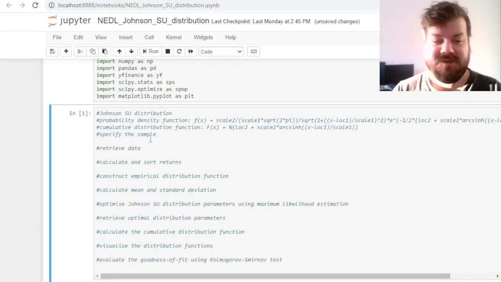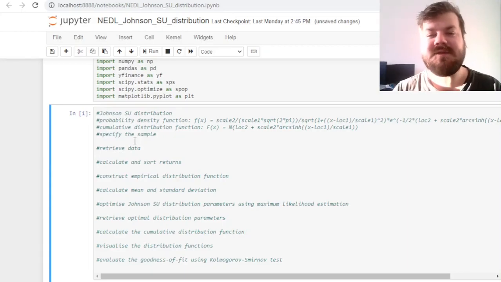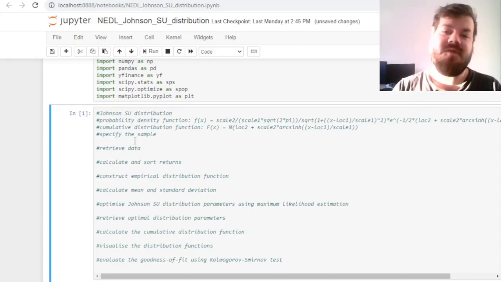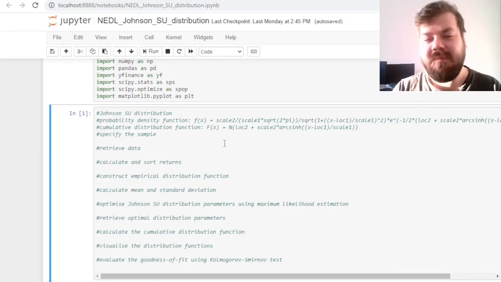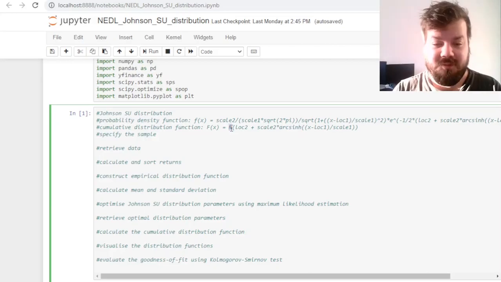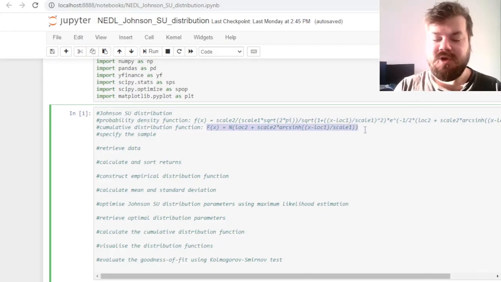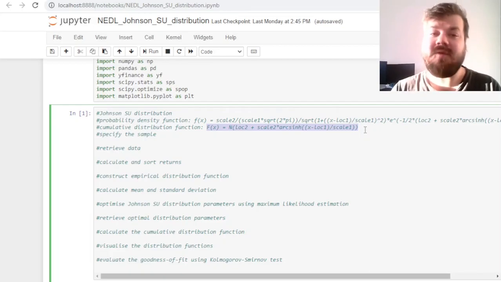Now, the mathematics of the Johnson SU distribution is a mixture of the normal distribution concept and the hyperbolic arc sine function that is imposed on top of the normal distribution to make its tails more flexible, to allow modeling fatter tails or thinner tails. This is exactly what the hyperbolic arc sine function does when imposed on top of the normal distribution. The cumulative distribution function for the Johnson SU looks very intuitive and very clean, very neat.